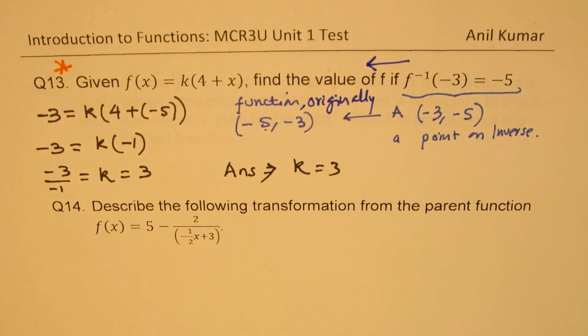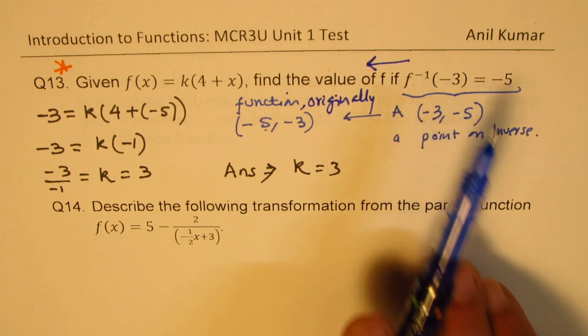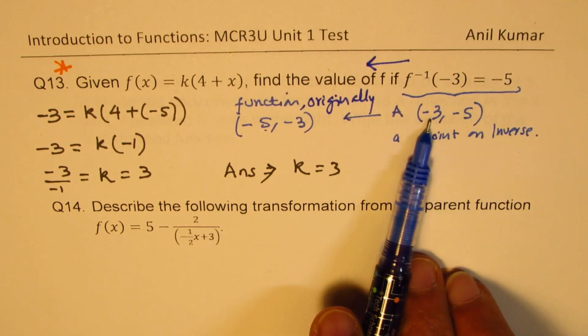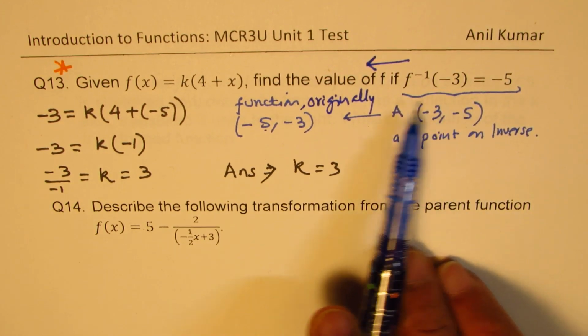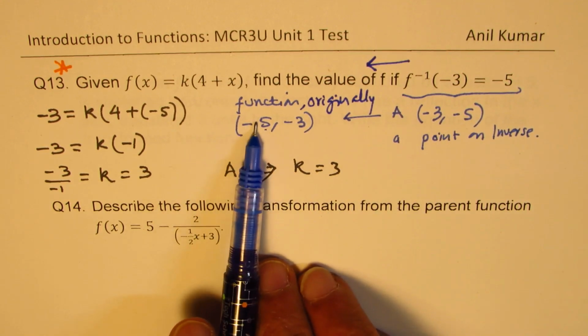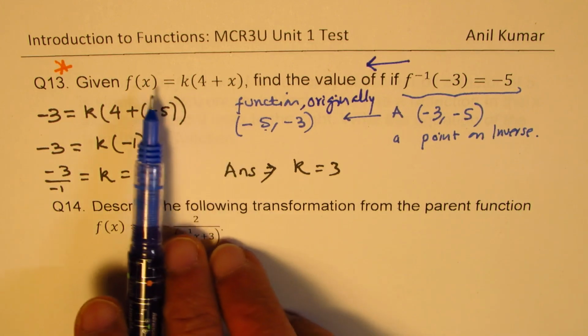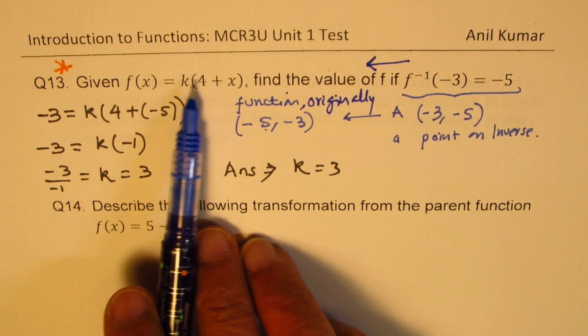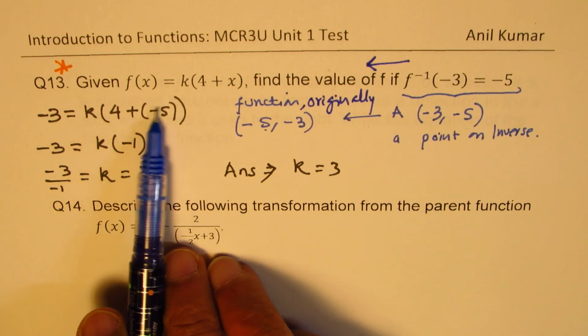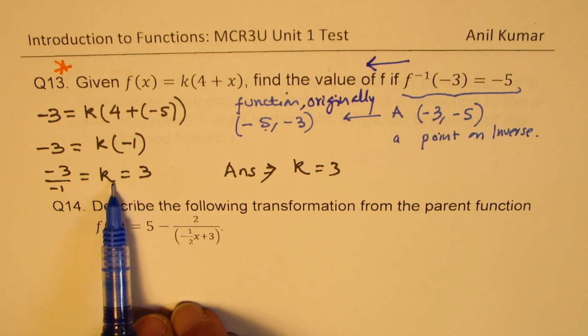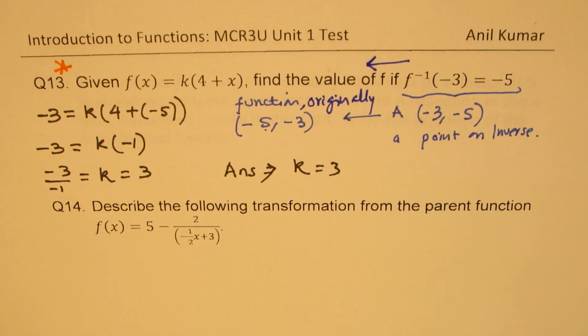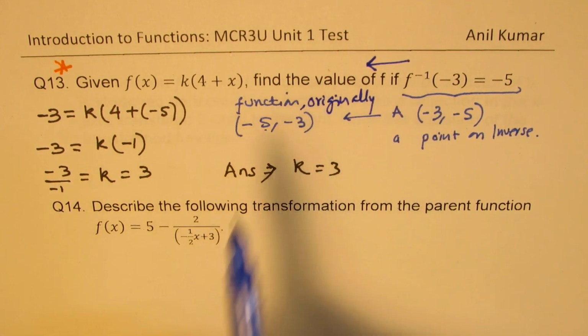Is that clear to you? So that is how we are going to answer this question. I hope this concept is absolutely clear. So we had a function and we have its inverse. We are given a point on the inverse function, which is minus 3, minus 5. Flip it to get the point on the function, minus 5, minus 3. So at minus 5, we should get a value, which is minus 3. So we substitute minus 3 for f of x and minus 5 for x, and in a minute, we can get the answer. That is how you have to do it. You don't really have to work on the inverse.